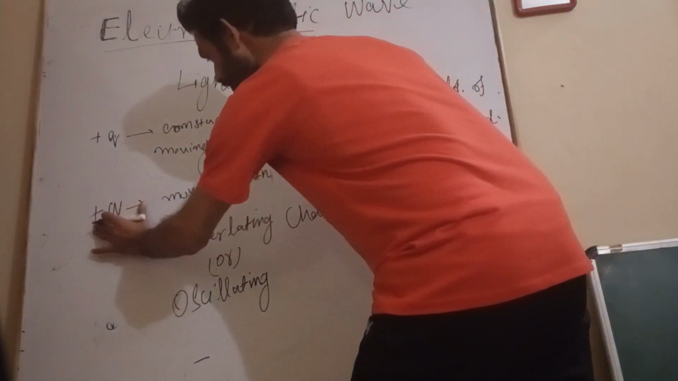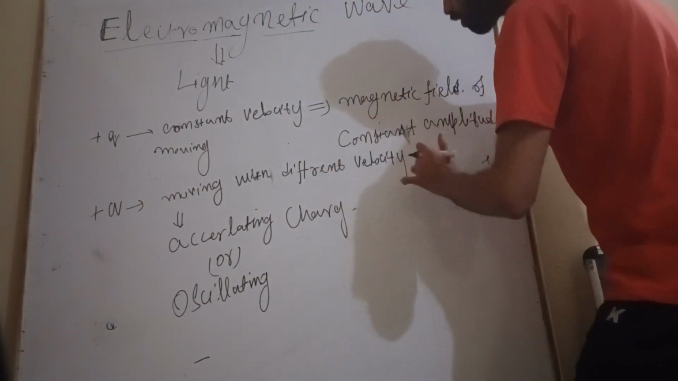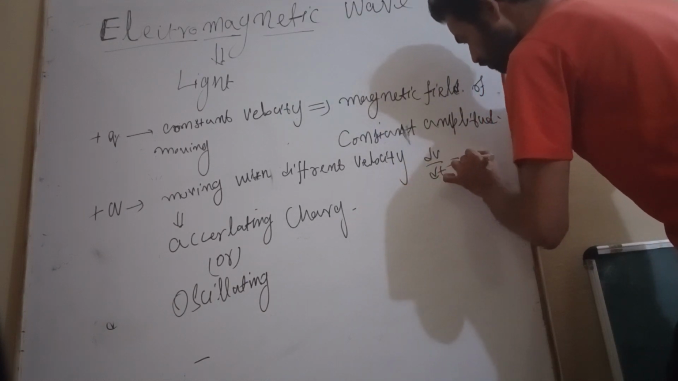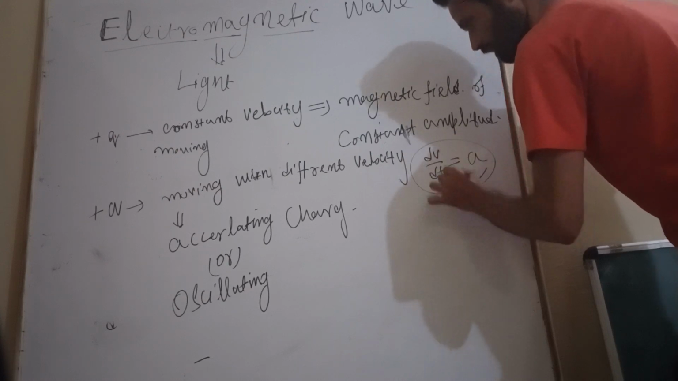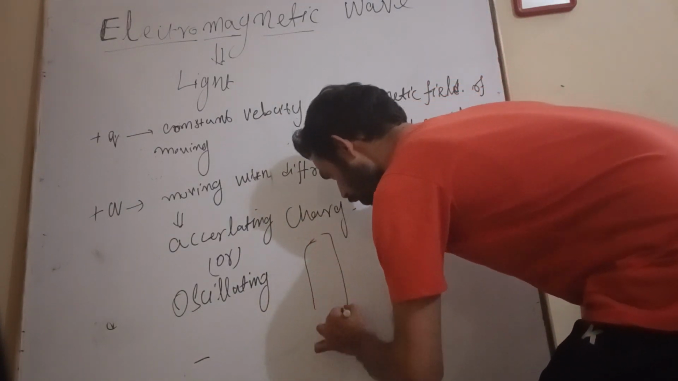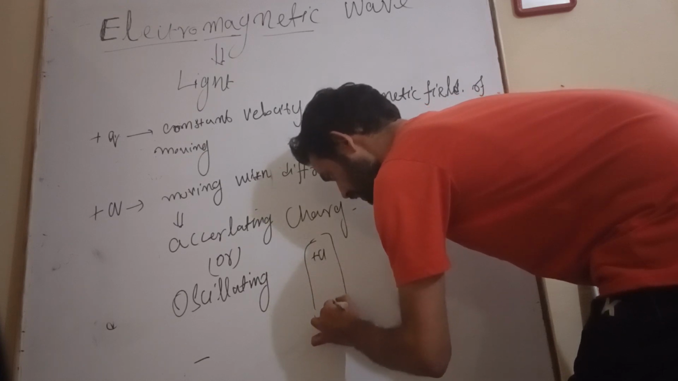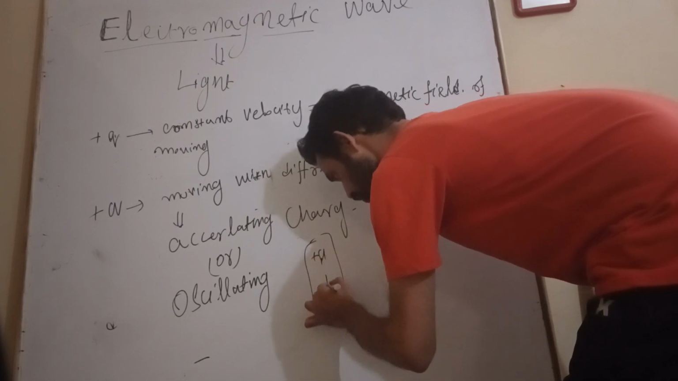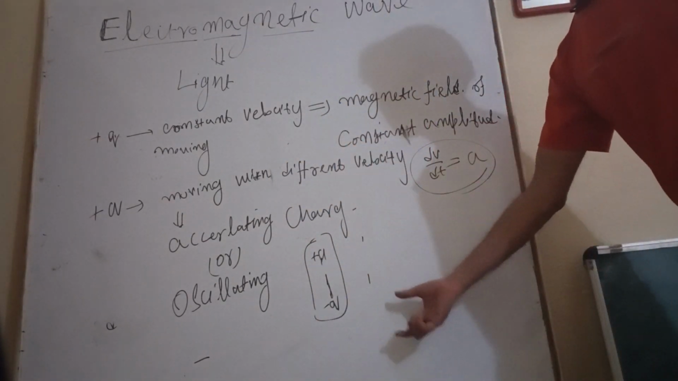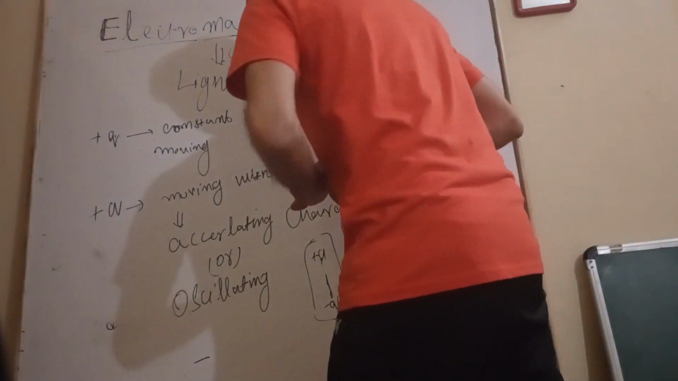So now this oscillating charge. If the charge is moving with a different velocity, it means rate of change of velocity, which is nothing but acceleration. Acceleration means oscillation. If the charge is oscillating, this is my positive charge, this is my negative charge, coming closer to each other. So this charge is oscillating, back and forth.